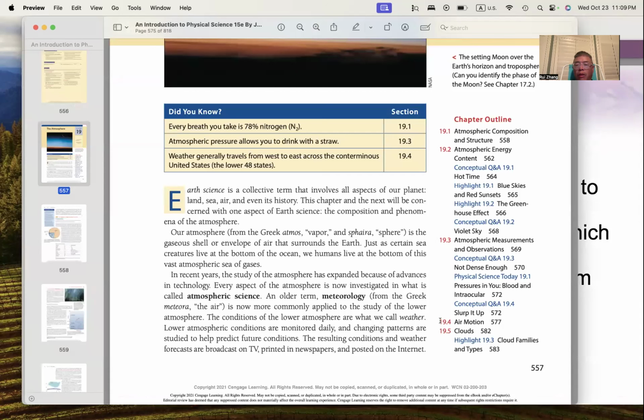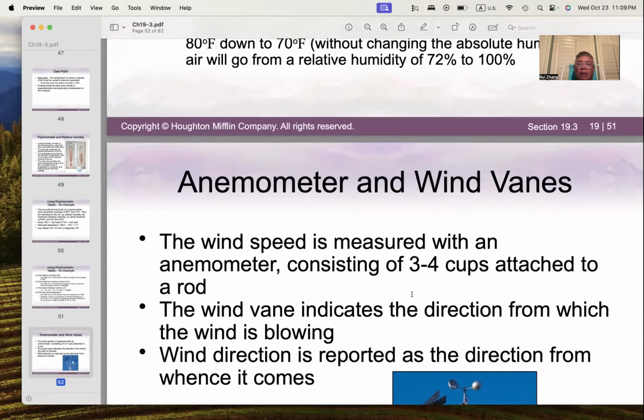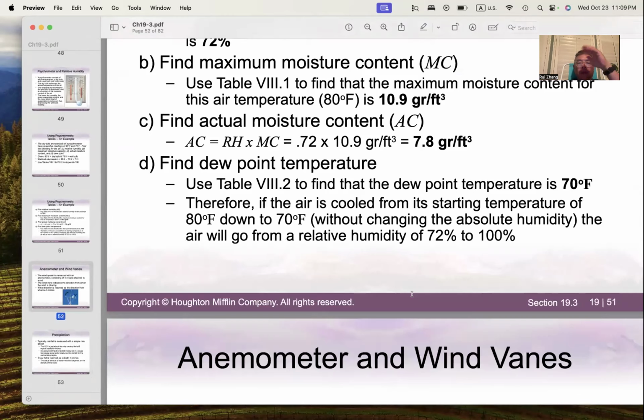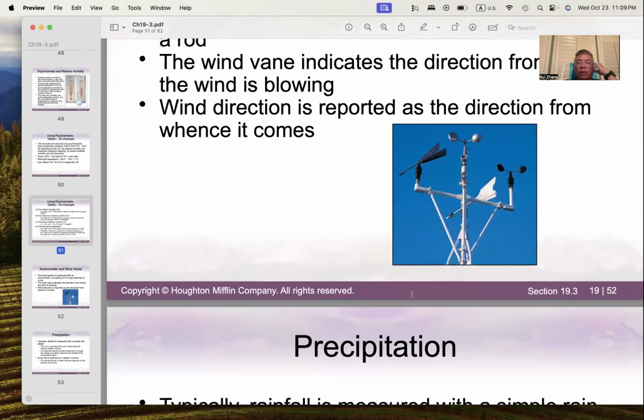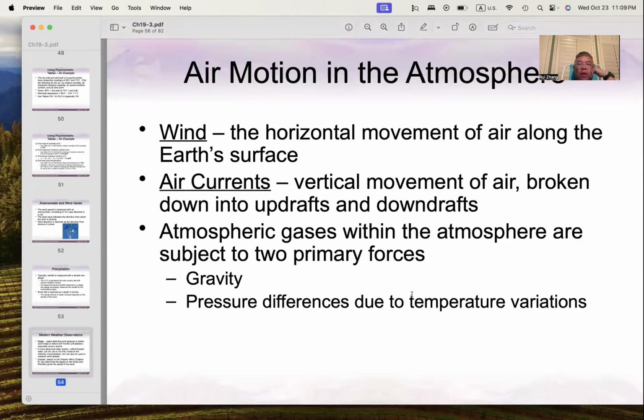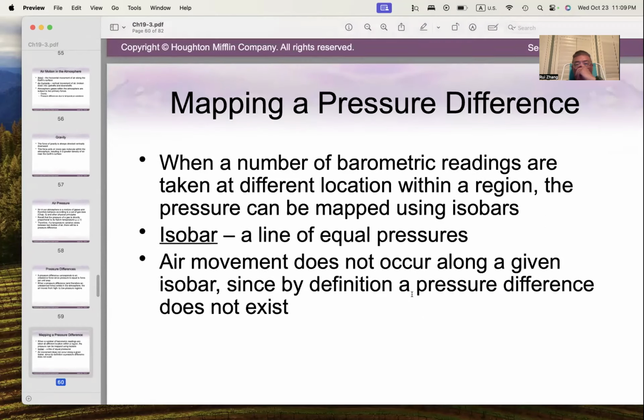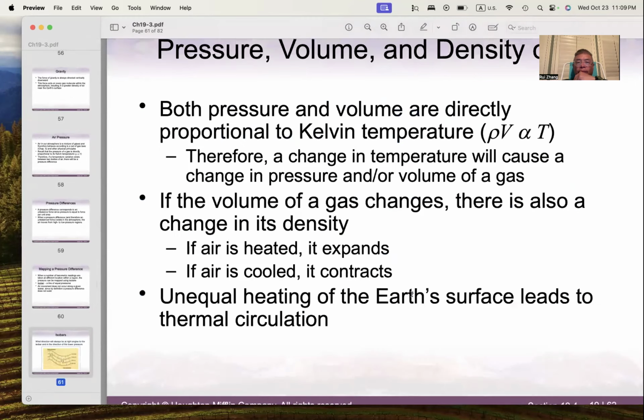Now section number 4, we have air motion. What is air motion? Basically, that's wind. Essentially, wind is air motion, nothing else. So how do we have wind? I'll show you a very simple graph here.